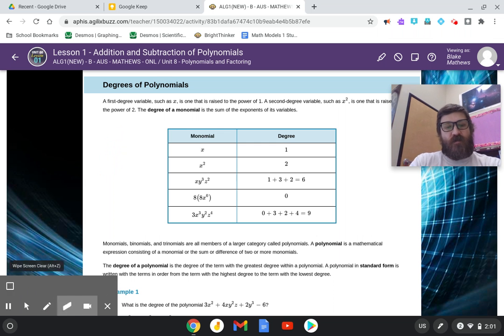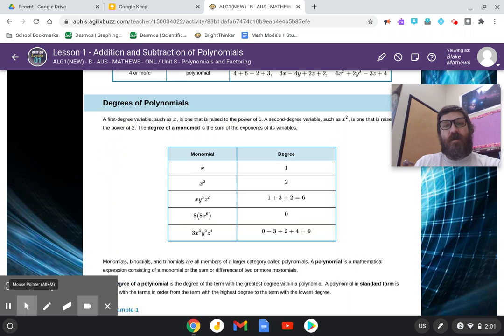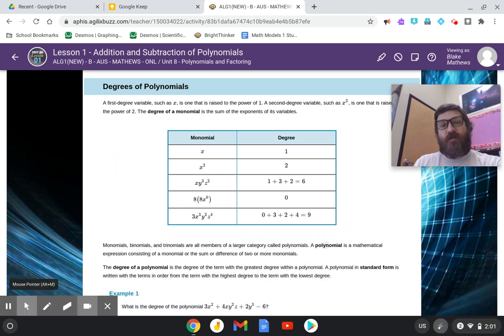So in these examples, just to run through them really quickly, this term, x, is a monomial, and it has a degree of 1 because the highest exponent is a 1, x to the first. Now, with x squared, we now have 2 because the highest exponent is a 2.